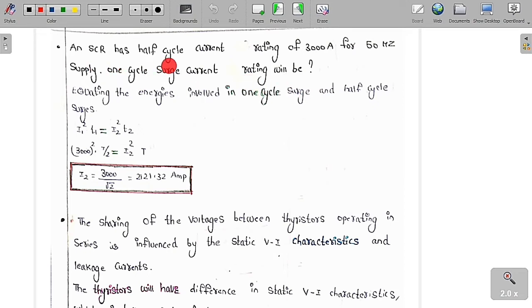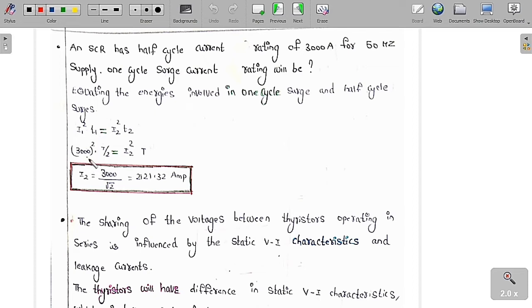So an SCR has a half cycle current rating of 3000 ampere for a 50 hertz cycle. Then the one cycle surge current rating will be... See, we equate the energies involved in the one cycle surge and the half cycle surge. So we are going to equate the energy in one cycle and also half cycle. The energy formula is I square T. Here, actually, it is I square R T, but R is constant, so we can remove it. So I1 square into T1 is equal to I2 square into T2.